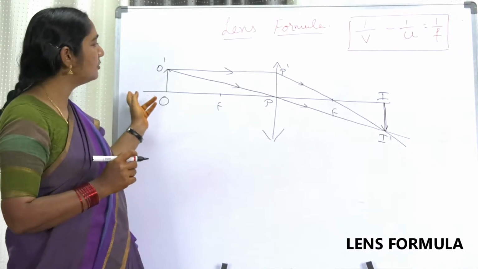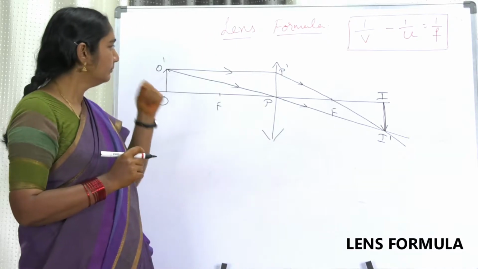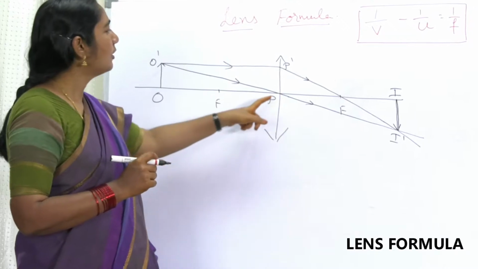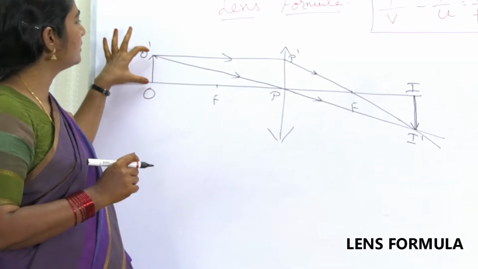And my dear friends, you all know that this is the principal axis, and these are the points where the principal focus is located, and the optical center. And this is the object. We are taking this as an object.